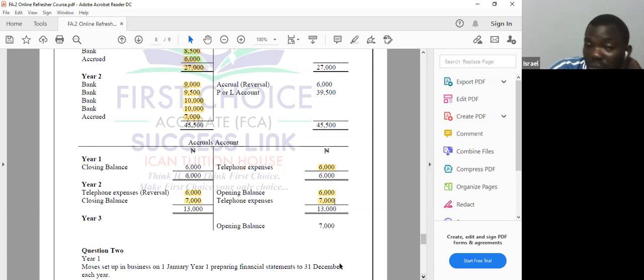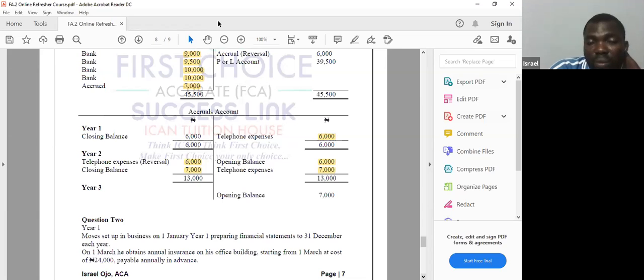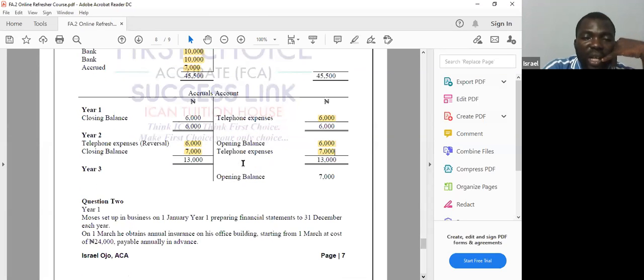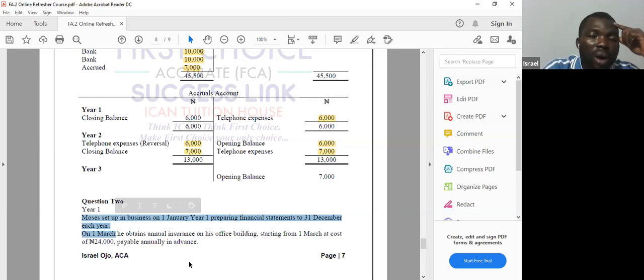So after that being said, let's look into question two. Question two, year one: Moses set up a business on 1st January year one, preparing financial statements to 31st December each year. On 1st March, he obtains annual insurance on his office building, starting from 1st March, at a cost of 24,000 naira, payable annually in advance. So this one is an advance payment.